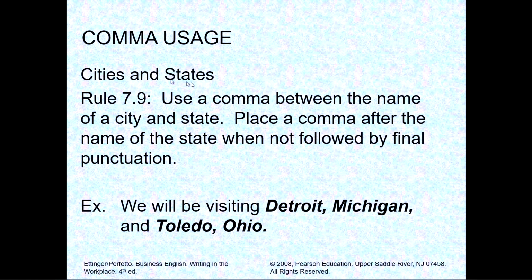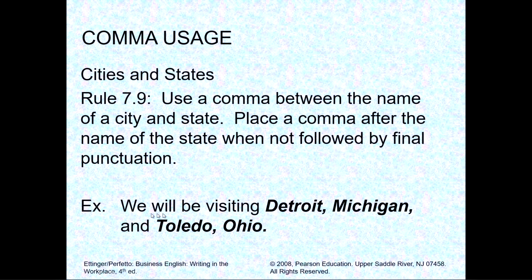Common usage, cities and states, Rule 7.9. Use a comma between the name of a city and a state, or a city and a province, I should say. I should have changed this. It's not just city and state. It is city and state, but it's city and province also. Place a comma after the name of the state or province when not followed by final punctuation, right?